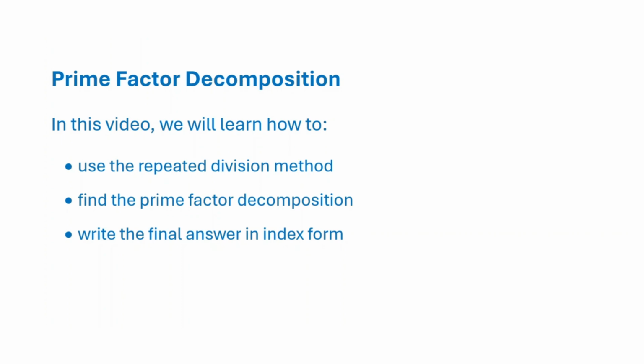If I had to choose just one maths topic for every student to learn, this would probably be it. Prime factor decomposition is one of the most useful tools in maths. We'll use it to simplify fractions, find the HCF and LCM of numbers, work with indices, simplify surds, and solve many other problems later on. So in this lesson, we'll learn how to find the prime factor decomposition of a number using repeated division, and then write the answer in index form.